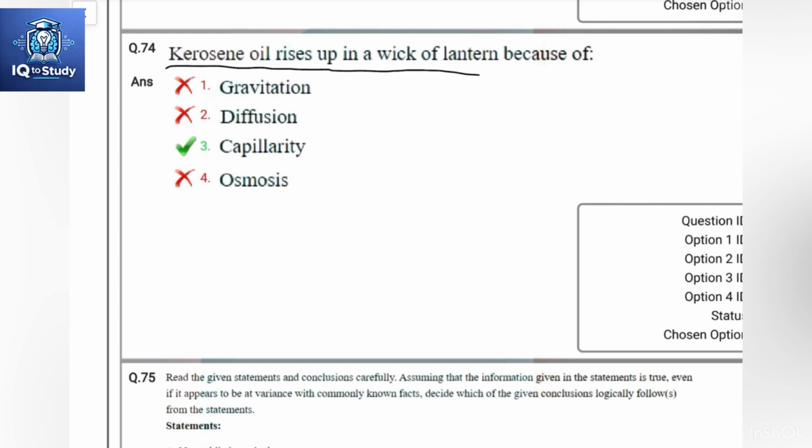Kerosene oil rises up in a wick of lantern because of capillarity. Capillarity means tendency of a liquid in a capillary tube or absorbent material to rise or fall as a result of surface tension.